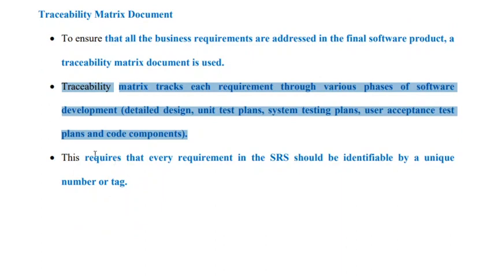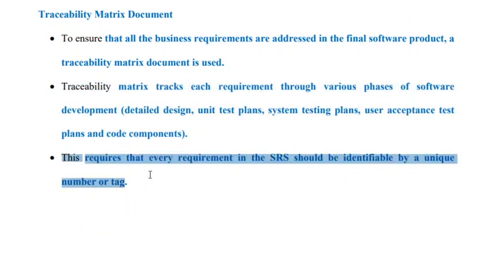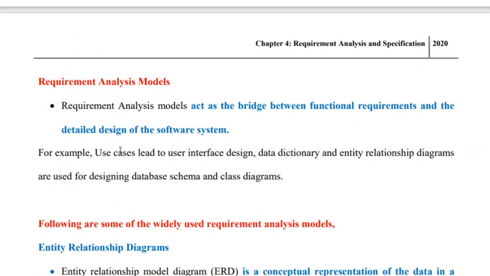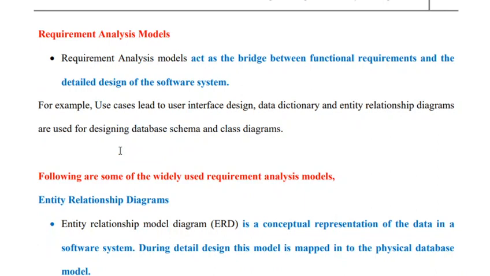This requires that every requirement in the SRS document be identified with the help of a unique number or a tag. This is very true. If it is identified with the help of a tag, I can create a traceability matrix that will show the progression of the requirement through the various phases of the software lifecycle. Now, the requirement analysis model. Let us try to understand what the requirement analysis model is.